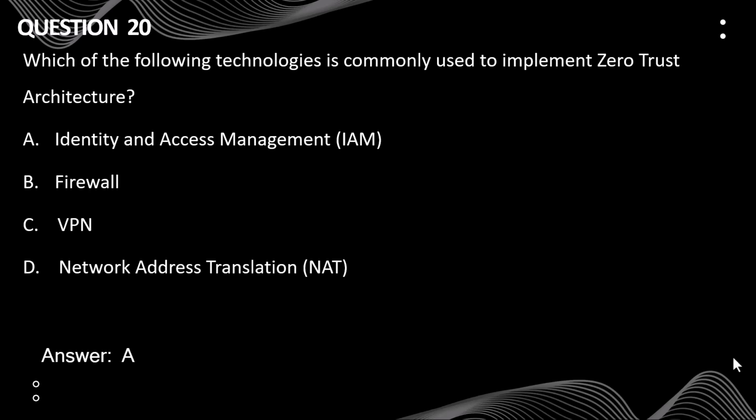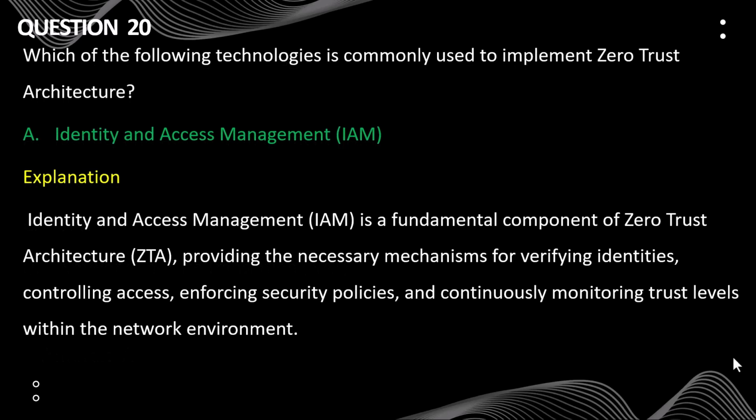The identity and access management is a fundamental concept of the Zero Trust architecture because it provides the necessary mechanisms for verifying identities, controlling access, enforcing security policies, as well as the continuous monitoring of trust levels within the network environment. Now, it is a system designed to manage digital identities and control access to resources within the organization's network. So that is why we are going with the identity and access management system.